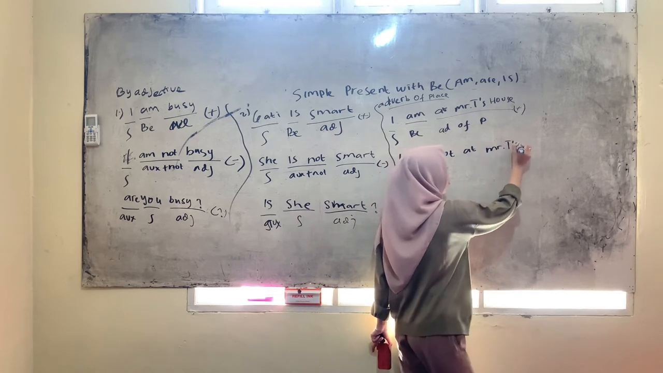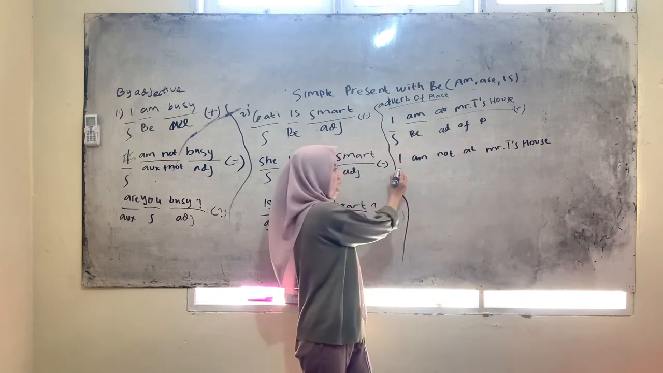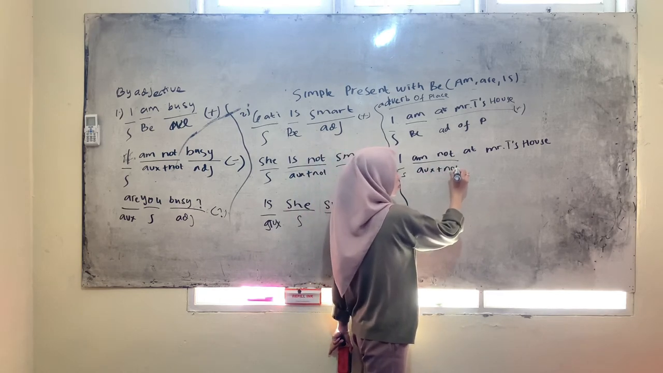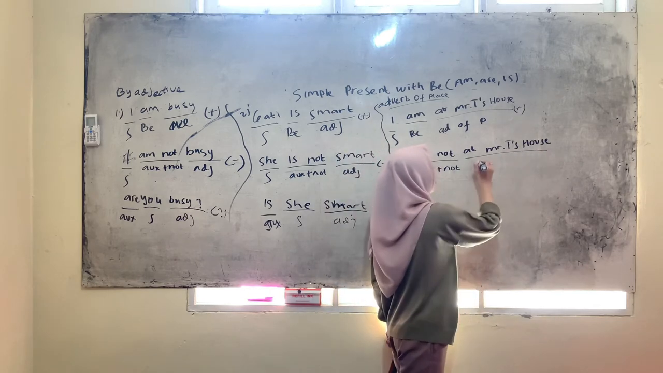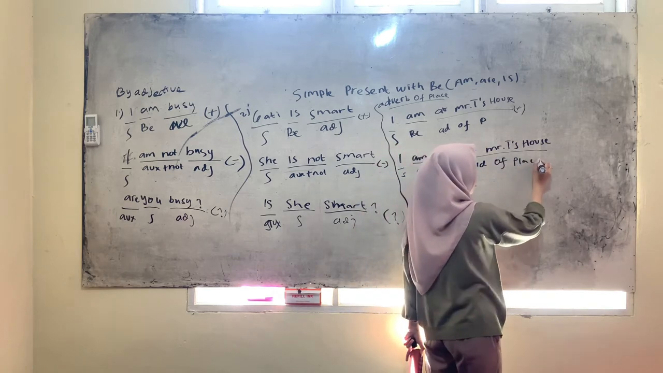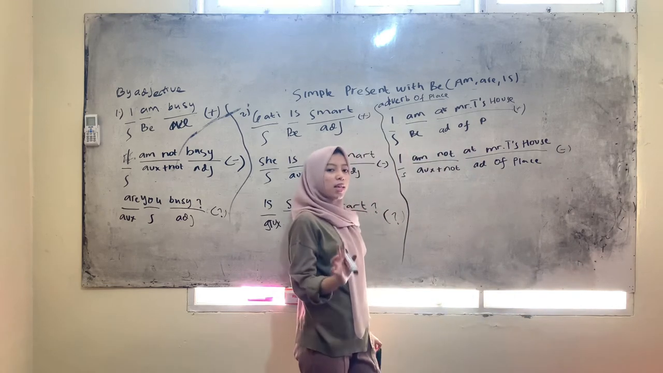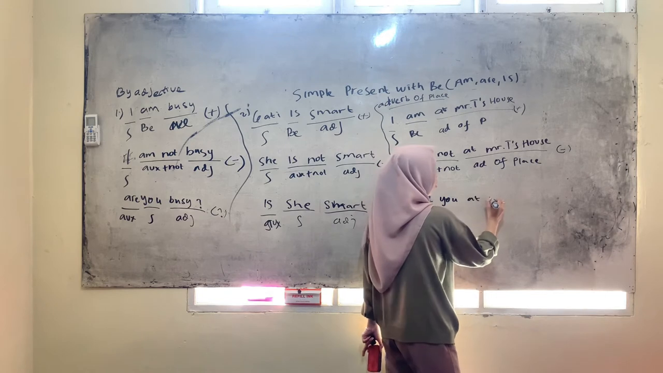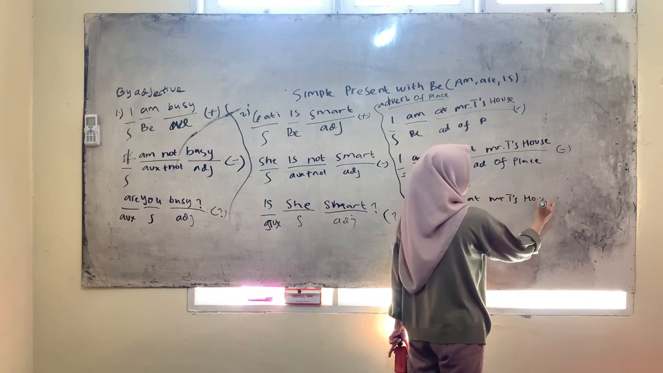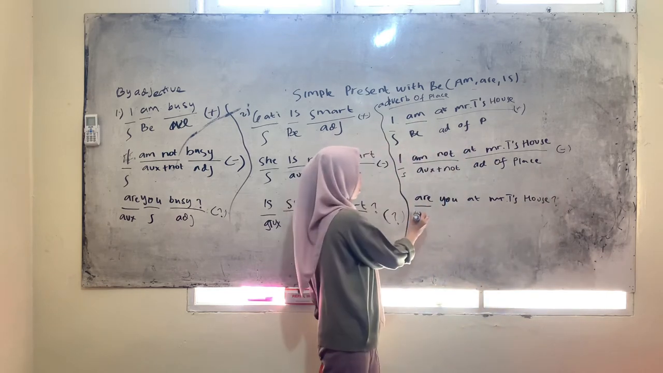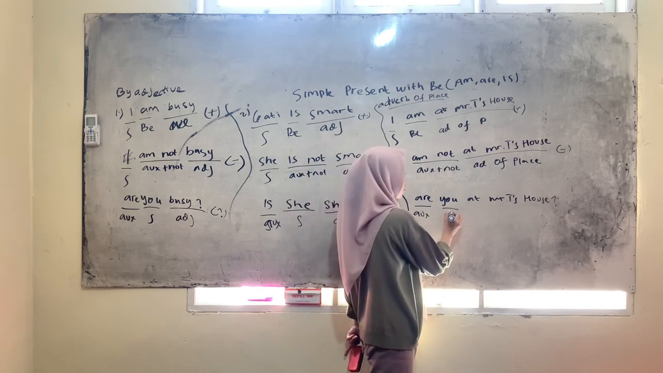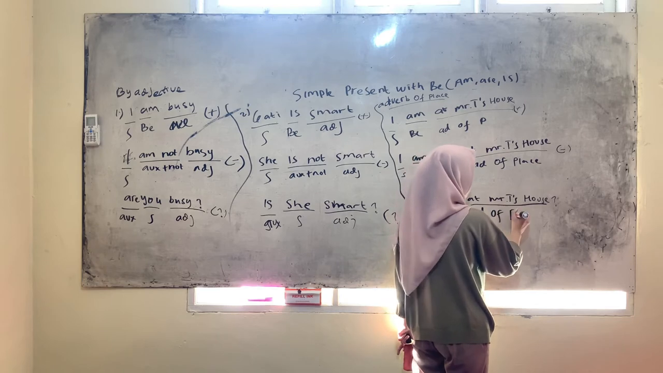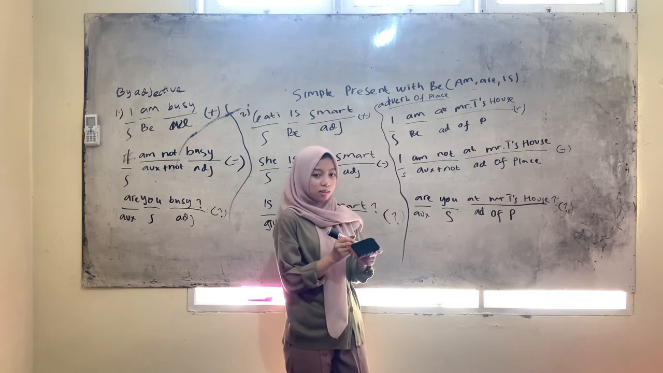Okay. If you make a negative sentence, I am not at Mr. T's house. I as subject and am not as auxiliary plus not, and at Mr. T's house as adverb of place. Okay, negative sentence. If you make an interrogative sentence, are you at Mr. T's house? Are as auxiliary, you as subject, and Mr. T's house as adverb of place. Interrogative sentence. Okay.